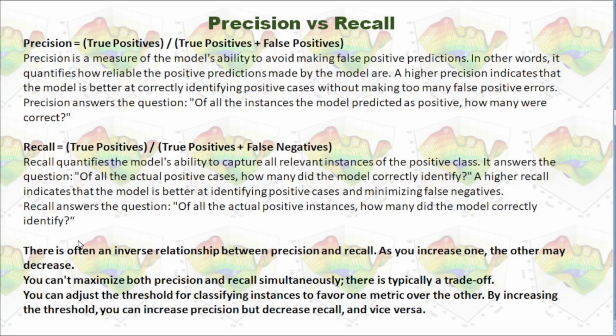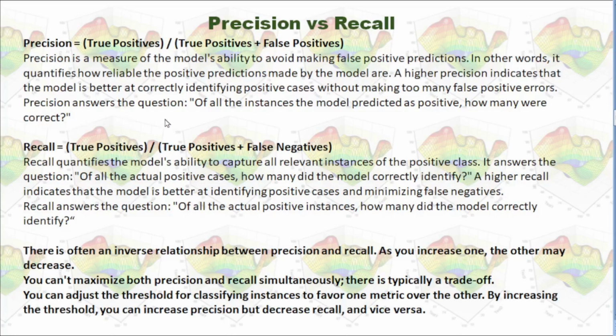After we build our model, we need to evaluate our model performance. And there are several concepts we have to understand when we want to evaluate our model. First is precision. Precision equals true positives divided by the sum of true positives plus false positives. Precision is a measure of the model's ability to avoid making false positive predictions.